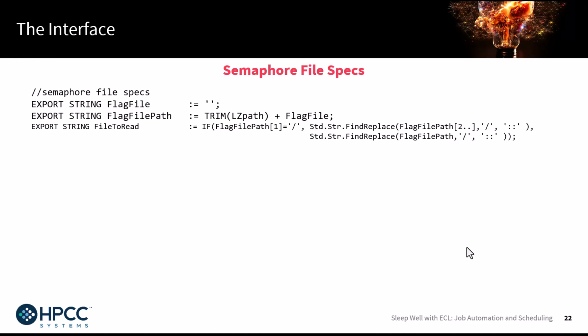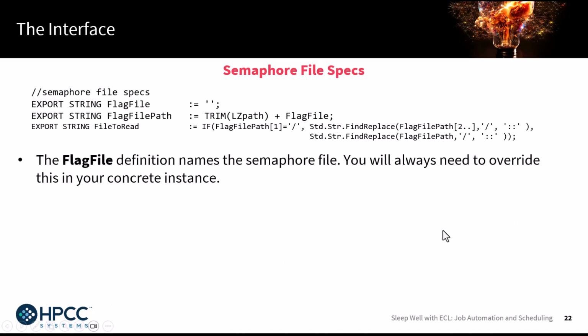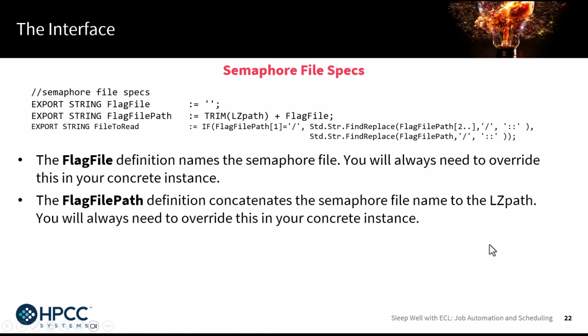All right, let's move on through the rest of the interface specs. Here we have the semaphore file specifications, starting with, of course, the flag file. The flag file definition actually names your semaphore file, and you'll always need to override this in your concrete instance of your interface. The next one is the flag file path definition, concatenating the semaphore file name to the LZ path in the previous slide.